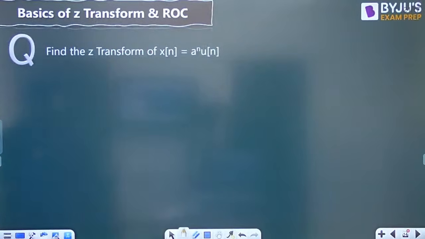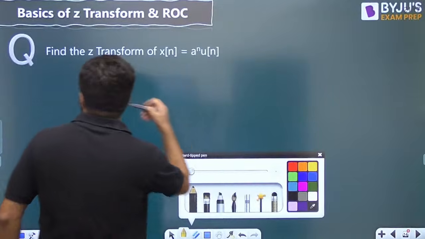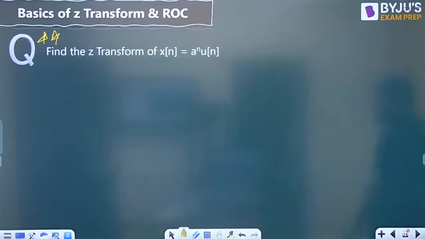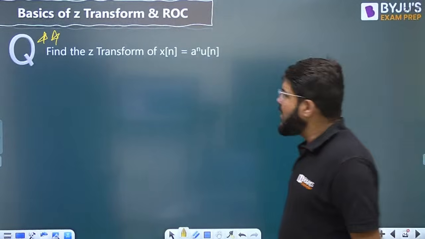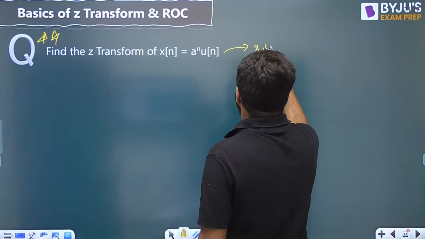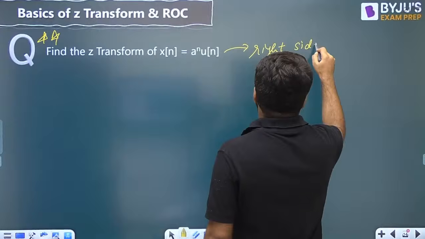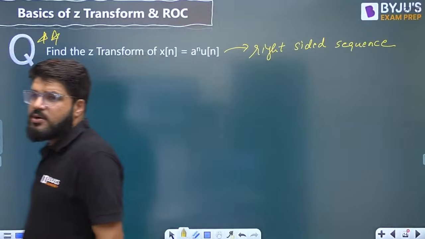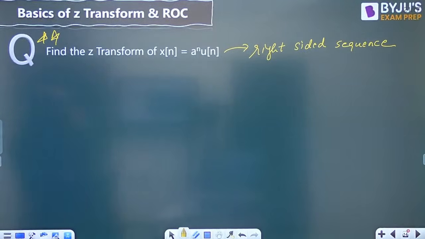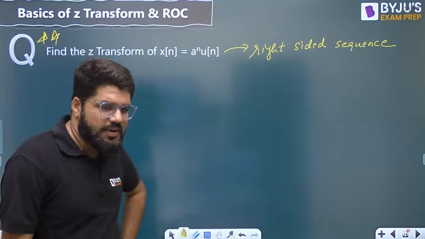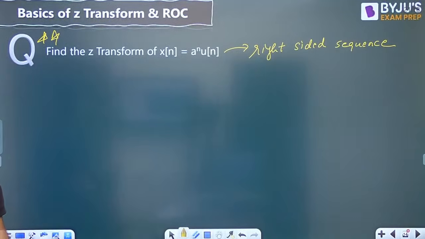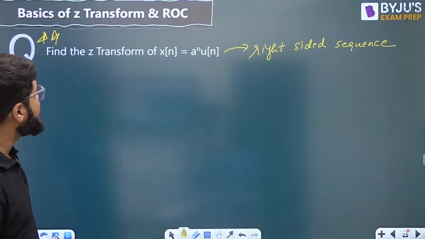Now coming to one of the very important cases. You will feel throughout the sessions that we are going to have that this is one of the very important signals. What is the Z transform of x[n] equal to a power n u[n]? A power n u[n], a right-sided sequence. Very, very important is this right-sided sequence discussion. So let's discuss the story for this right-sided sequence.